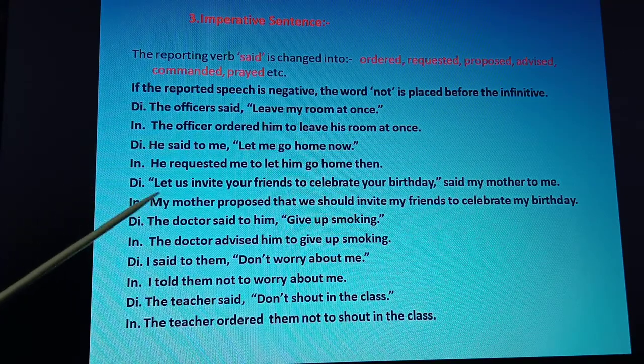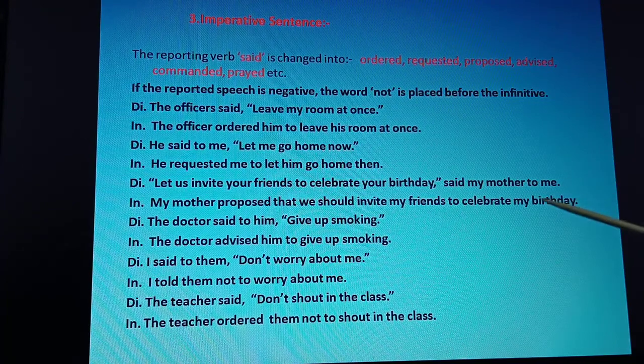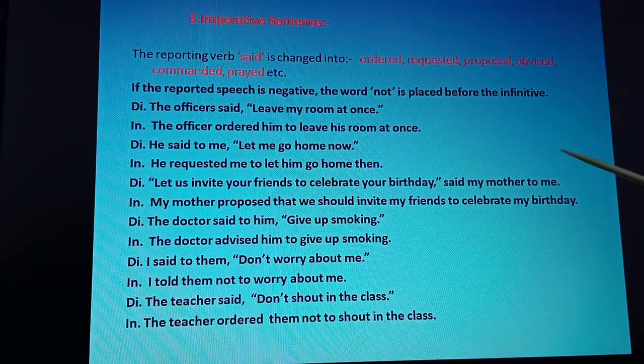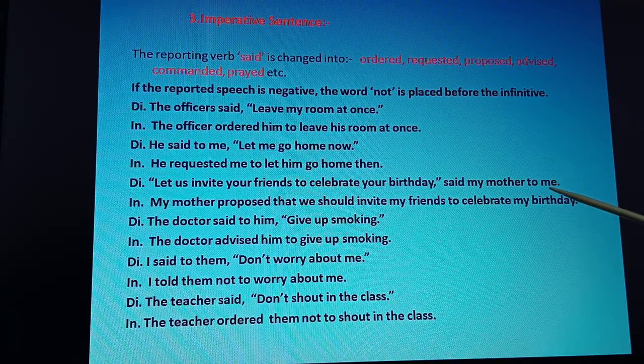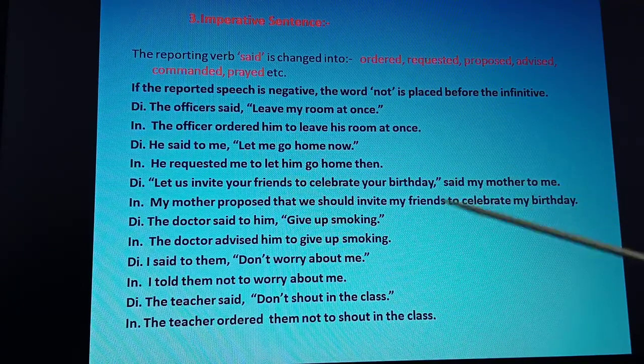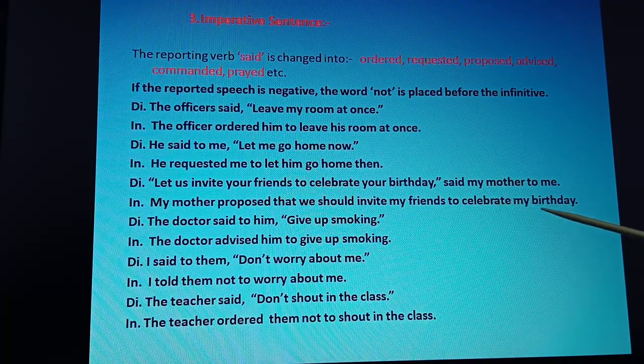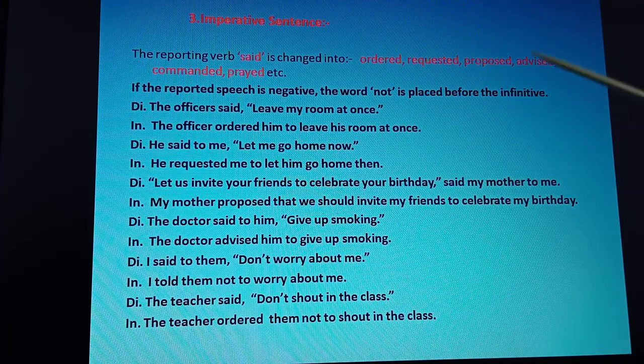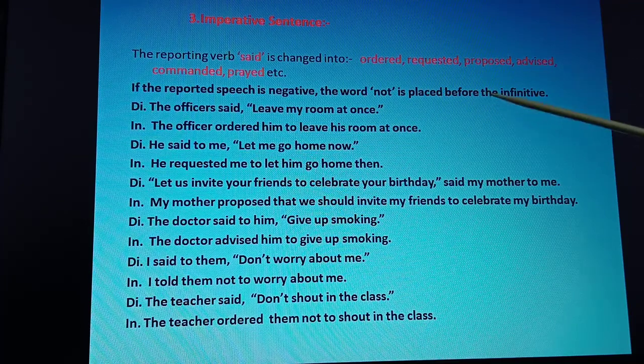Again, "Let us invite your friends to celebrate your birthday," said my mother to me. So, what is she doing? What is mother doing? She is proposing. Okay, so my mother proposed that we should invite my friends to celebrate my birthday. Clear? You have to be very careful when it is an imperative sentence. The verb "said" will change into either ordered, requested, proposed, advised, commanded or prayed.